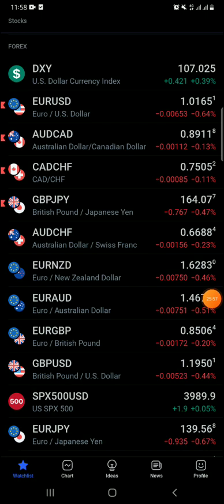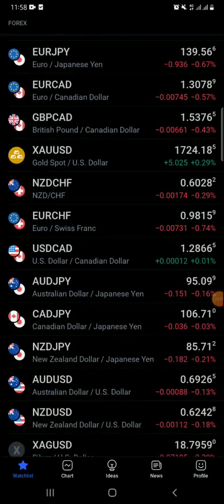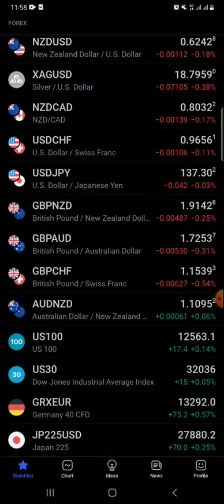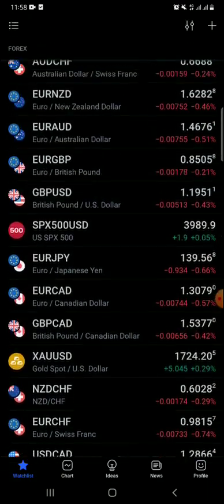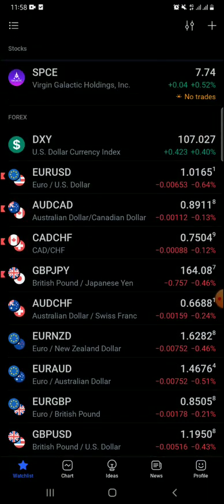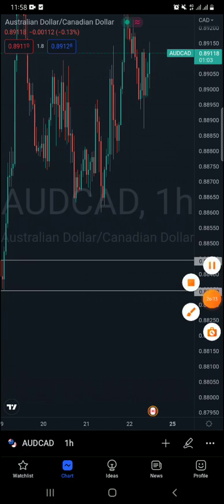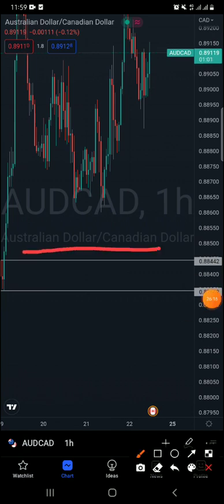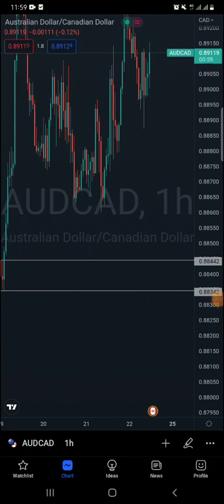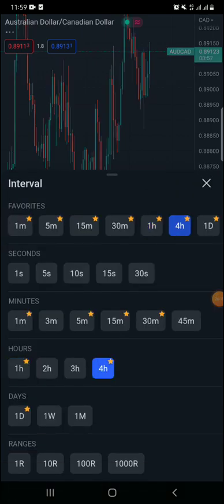So this is my TradingView app. Okay, and I can see these are all those pairs we saw on my MetaTrader 4 app, and even more. Now these pairs, let's look at, let's say, AUD/CAD. AUD/CAD is the combination of, you can see it written right here, the Australian dollar and the Canadian dollar paired together. So now let's look at them on a larger scale and see what I'm talking about.